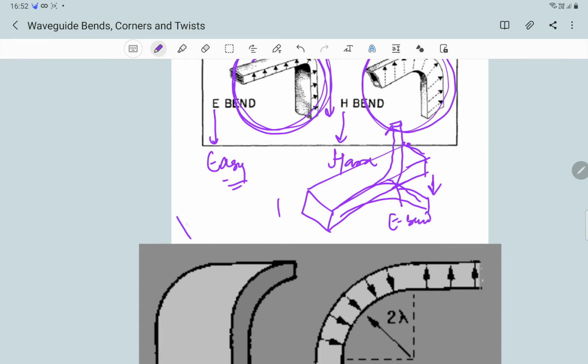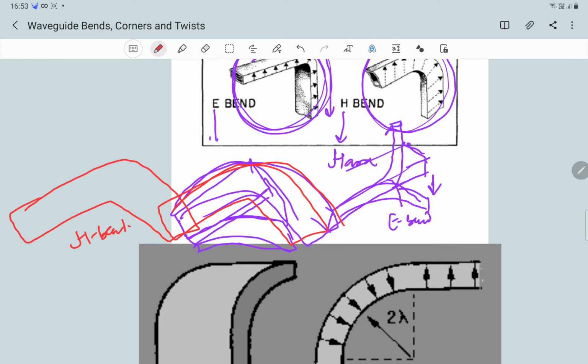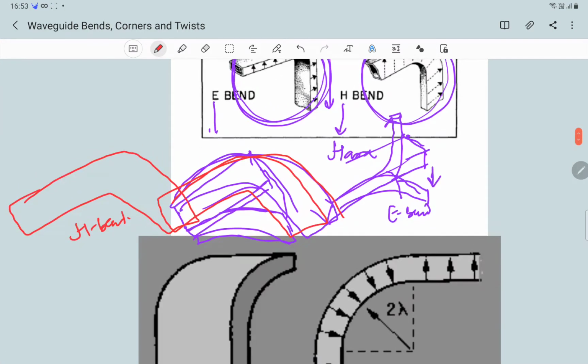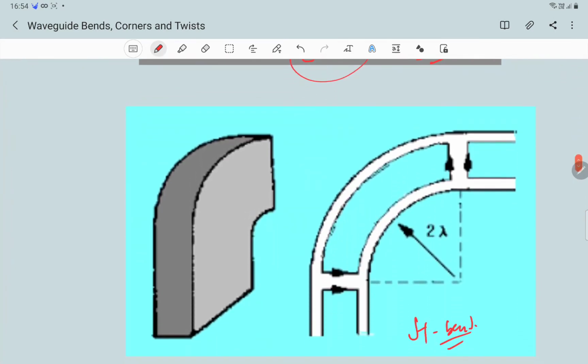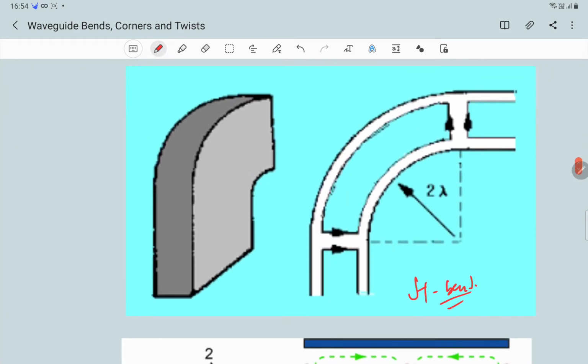Now there is another possibility. Say for example, I have this as a waveguide. That is an E bend. And if we look downwards, this bend, as I said, is an H bend.